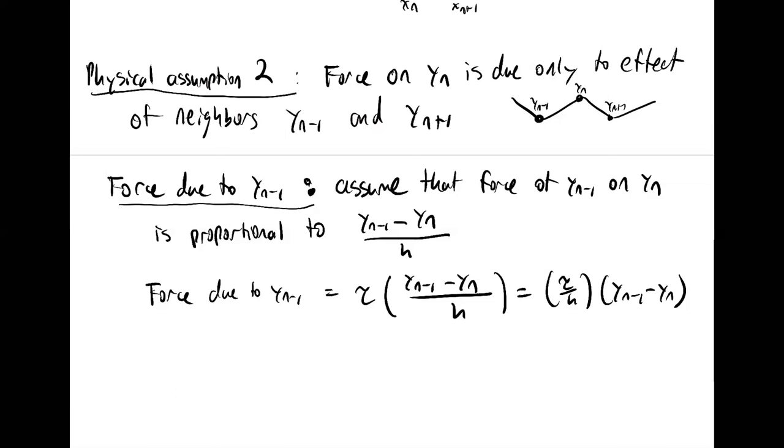Maybe it helps if I draw a picture. In our scenario, I have yn minus 1 here and yn is here. In this case, there's a lot of displacement or separation between them, so you would expect a larger force. On the other hand, maybe if I drew the picture differently and yn minus 1 is here and yn is only just a little bit above that, then the displacement is relatively tiny, so you would expect there to be a smaller force. And when I say larger or smaller, I mean in terms of the magnitude. Force also has a directional component, which will just correspond to whether this quantity is positive or negative.